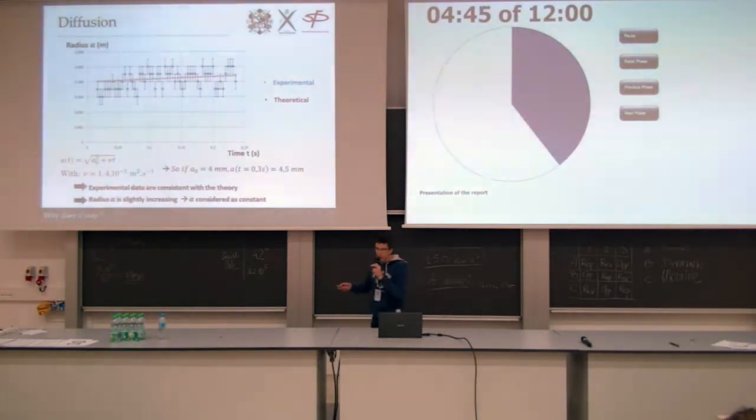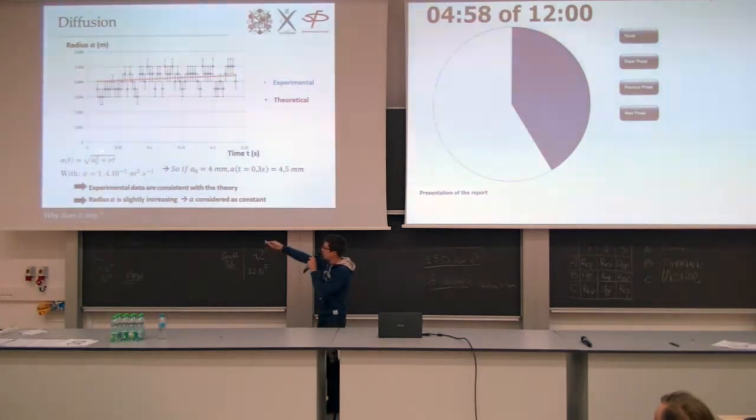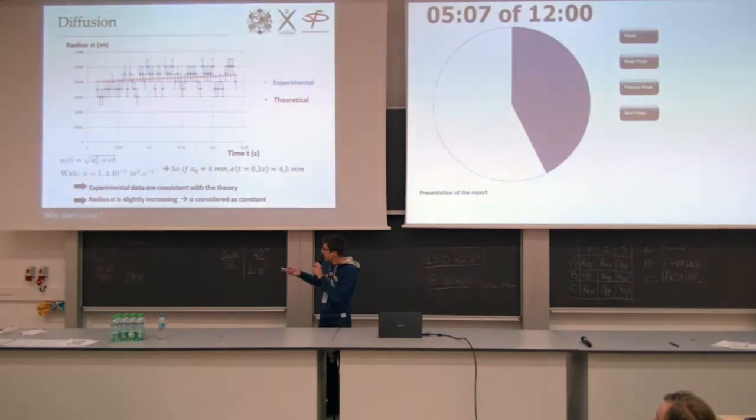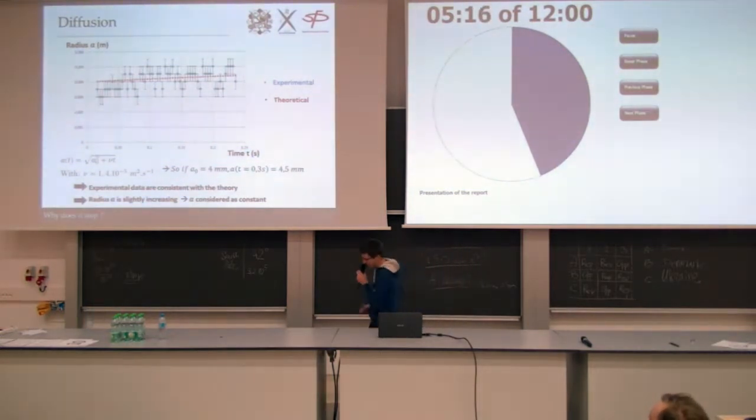Theoretically, we have this expression of the little radius a that can increase as a function of time. Experimentally, we have plotted the little radius a as a function of time. It is in blue, and if we compare to the theoretical points, we can see that experimental data are consistent with the theory and that radius a is indeed slightly increasing, but on such a time scale we can consider it as constant.